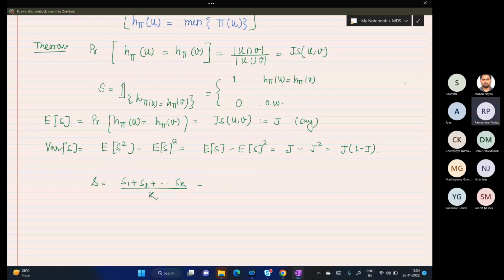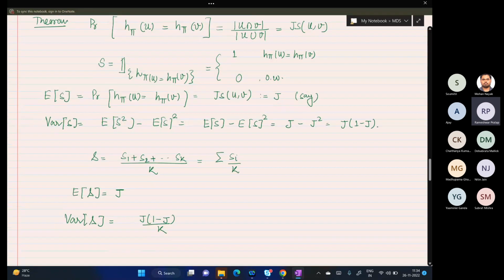Right. So this is sigma s_i by k. And again, you can show that by linearity of expectation, E of S is j, and the variance of S you can calculate. That will turn out to be j times (1 minus j) by k. Right. So this is regarding the expected value and variance of the estimate.